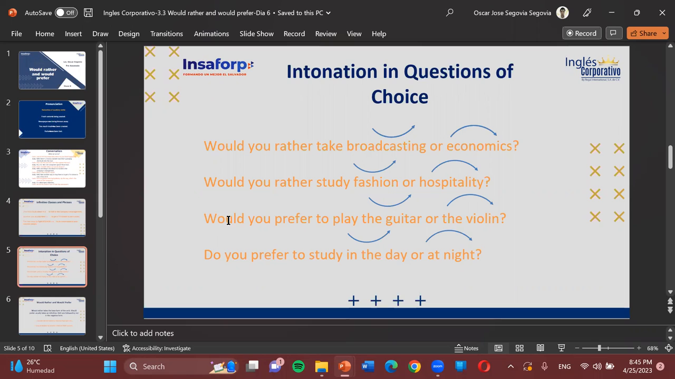Let's go to the third example. We have, would you prefer to play the guitar or the violin? So the guitar or the violin. You have a stronger voice on the guitar and a way smaller or softer voice on the violin. And then the last example we have is going to sound or should sound something like, do you prefer to study in the day or at night? In the day or at night?